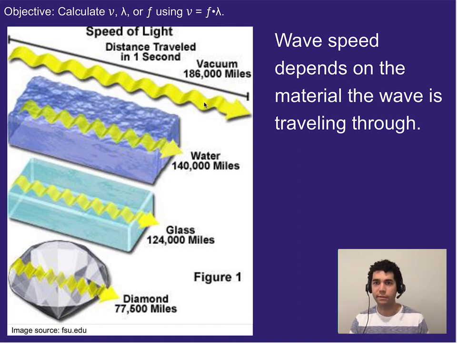So light has different speeds through different materials, and each of these is how far light travels in 1 second, which is pretty fast. So 186,000 miles in 1 second through empty space. Through water it only travels 140,000 miles in 1 second. That's still pretty far. In glass, it travels 124,000 miles in a second. And in a diamond, it actually travels the slowest, which is why diamonds have such interesting optical properties. But we'll talk more about that one later.